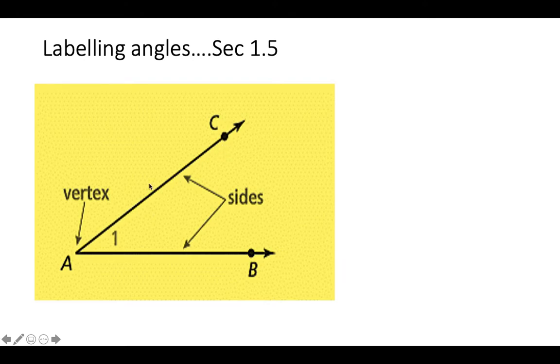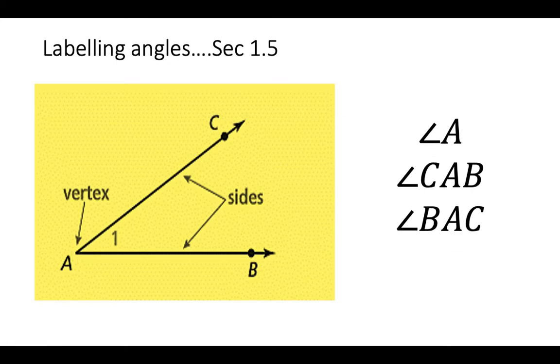So these are the sides. Here's the door, here's the doorway, and then there's the angle in between them. They meet at the vertex where the door hinges are, right? So the vertex is always where they meet. Let's talk about how to name these.